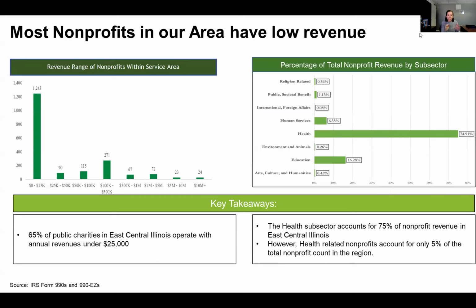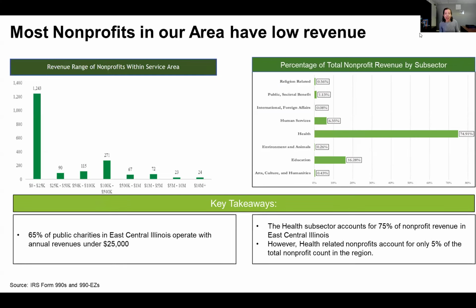And then my final slide for this section is to let you know that most nonprofits, even though we have over 2,000, are very small organizations in terms of revenue size. You can see 65% of public charities in East Central Illinois operate with annual revenues of $25,000 or less. So they're small organizations. Maybe some of you here today are working for small volunteer-run organizations.